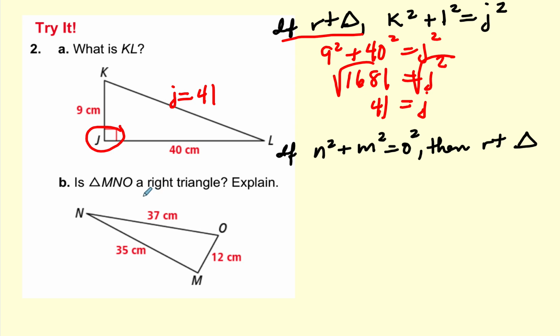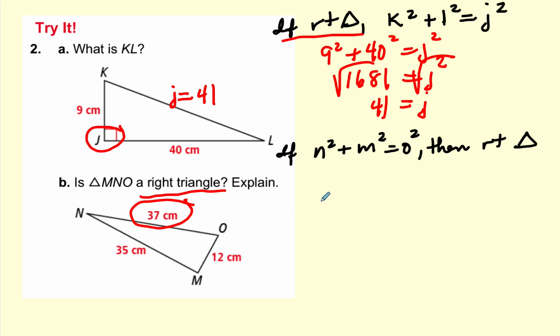Now this is an entirely different problem. What the question is asking is: is this a right triangle? So we're going to use this theorem. We're going to decide if the theorem works, if n squared plus m squared equals o squared works, then we can say it's a right triangle. Okay, now I always want to make the hypotenuse the number that's by itself. And so the biggest number is 37.